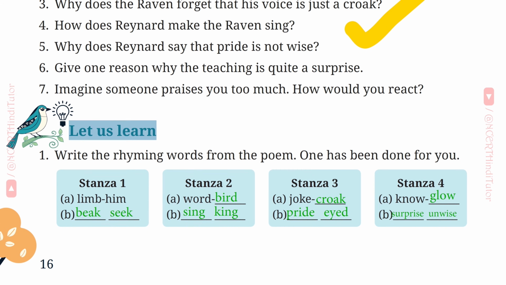Let us learn. First, write the rhyming words from the poem. One has been done for you. Stanza 1. A. Limb, him. B. Beak, sea. Stanza 2. A. Word, bird. B. Sing, king. Stanza 3. A. Joke, frog. B. Pride, eyed. Stanza 4. A. No, glow. B. Surprise, unwise.